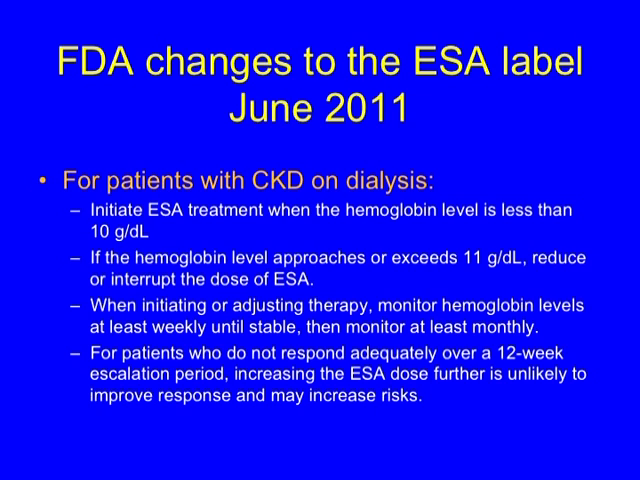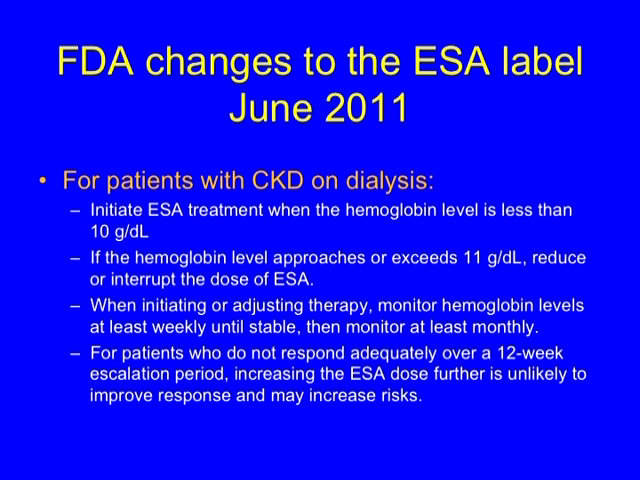When initiating or adjusting therapy, monitor the hemoglobin levels at least weekly until stable, then monitor at least monthly. For patients who did not respond adequately over a 12-week escalation period, increasing the ESA dose further is unlikely to improve response and may increase risks.